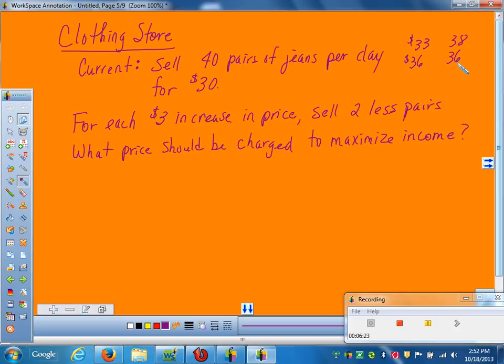So we're trying to find out where is that price that's going to maximize our income. We want to make the most money. Big key word, maximize. We'll come back to that in a second.